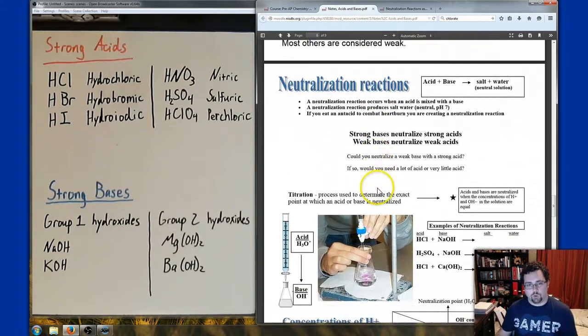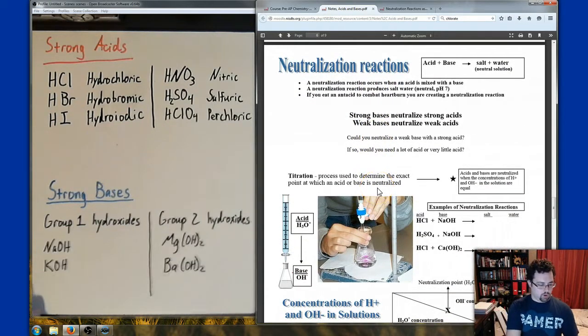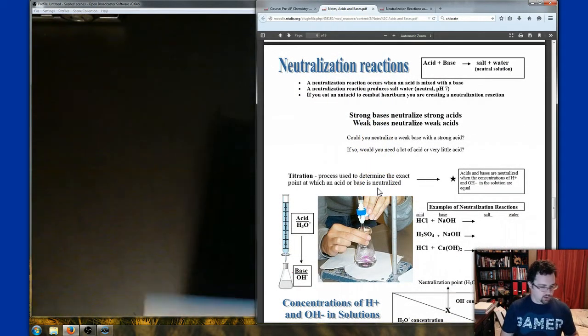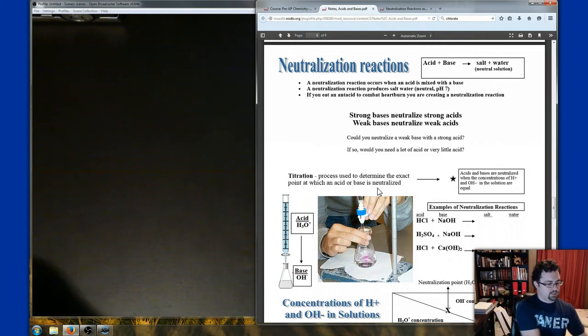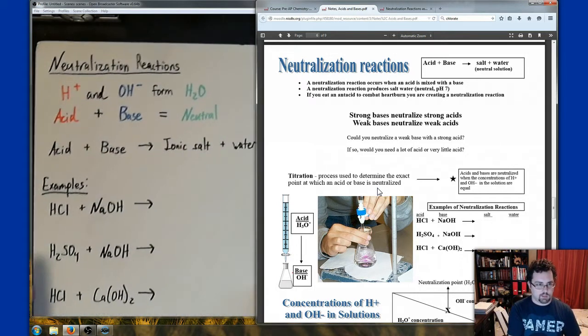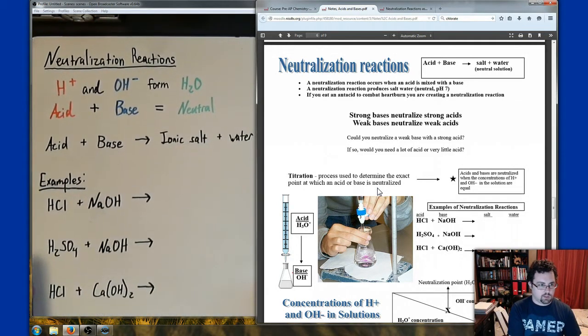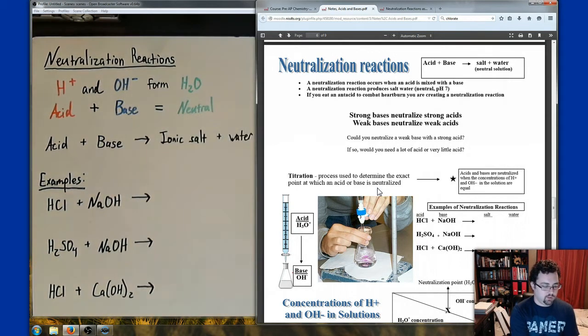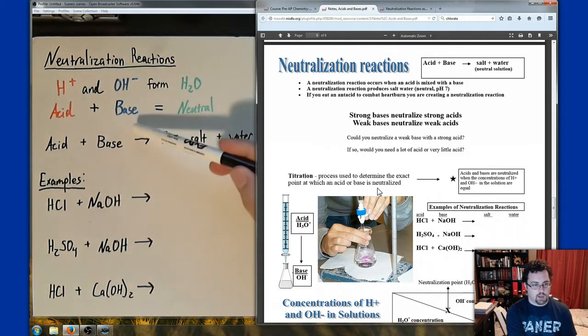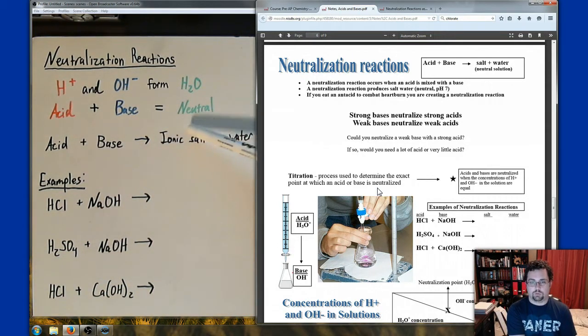So one of the reasons we need to know strong and weak acids and bases is because of neutralization reactions. When acids and bases get mixed together, they're going to neutralize each other. And this makes sense because if we look at what an acid and a base do, they're geared to neutralize each other. Remember, acids always like to donate H+. Bases either donate or help form OH-. Well, if you put H+ and OH- together, you get H2O, which is water. So an acid and a base together make neutral water.